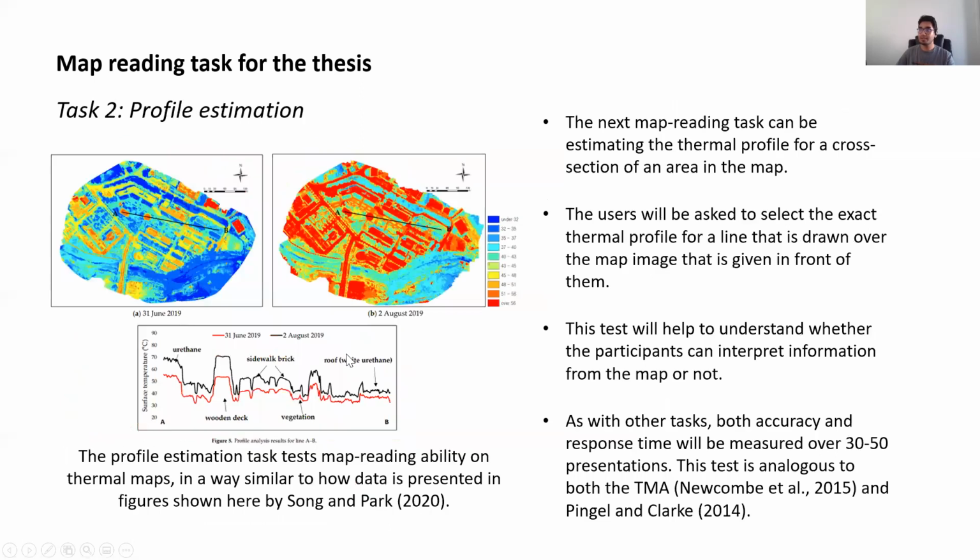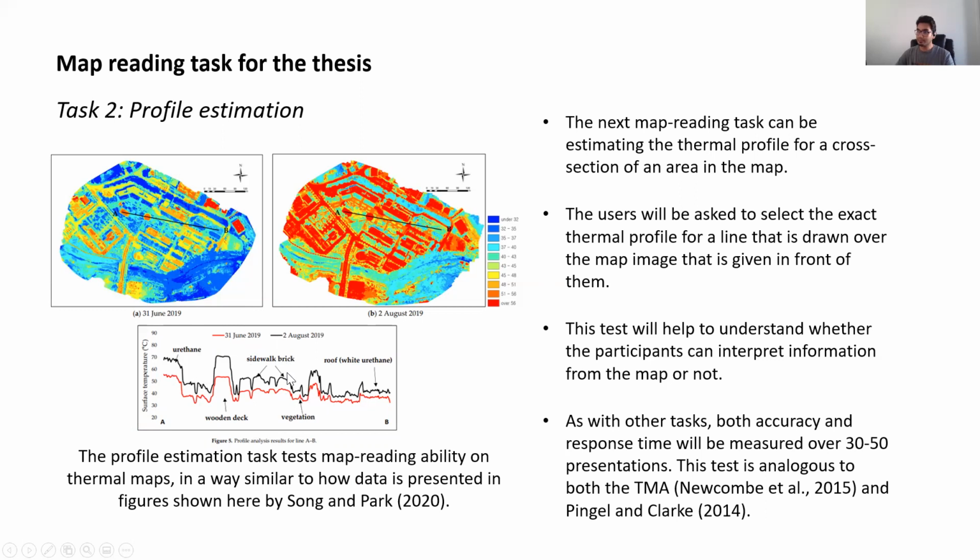My second task will be profile estimation, and this can be estimating the thermal profile of a cross section of an area. Here is an example of that map where you can see that this is a thermal map generated from a UAV, and you'll see that this is the thermal profile for this specific line, and this red one is the thermal profile for this specific map.